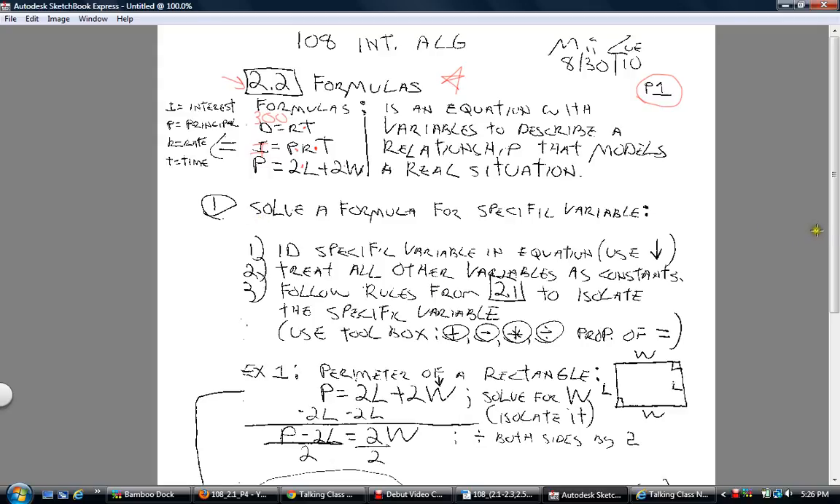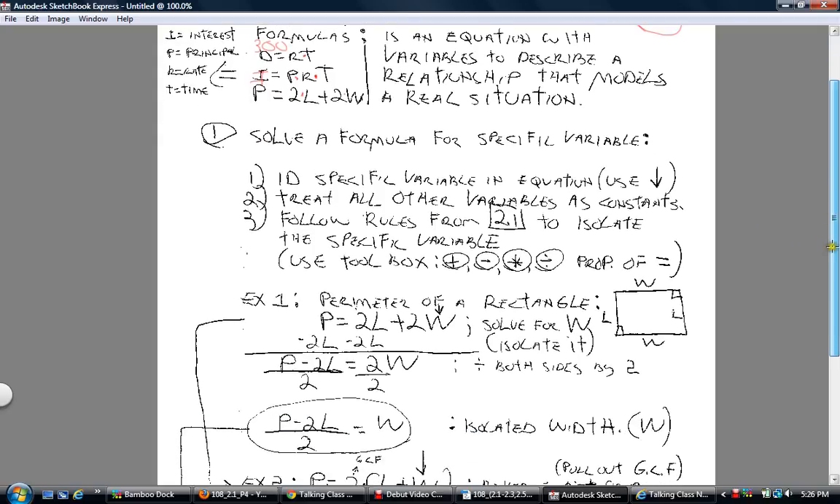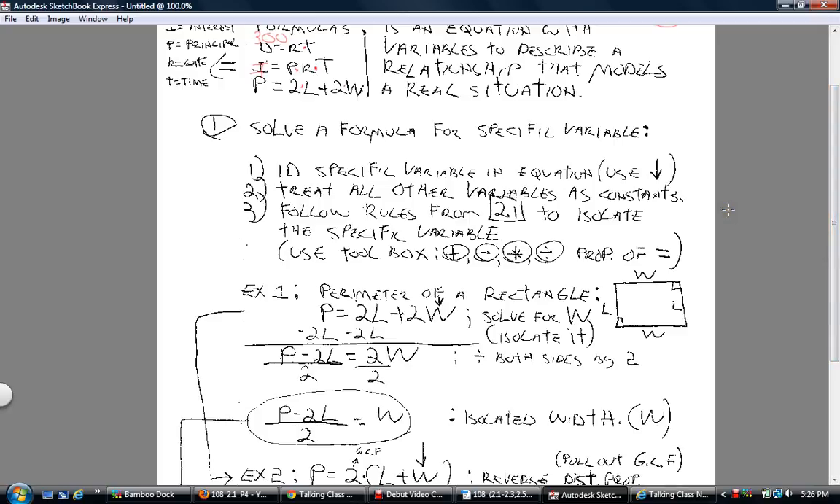What we're going to work on here is solving formulas for a specific variable. A couple pointers. Number one, ID stands for identify, not the state of Idaho. Identify the specific variable in the equation that you're supposed to isolate and use that arrow. This is my technique to keep my sanity. What variable are you trying to isolate? Number two, once you've identified that variable, treat all the other variables in your brain like constants. You can add, subtract, multiply, divide them. Your goal is to isolate the variable that you want.